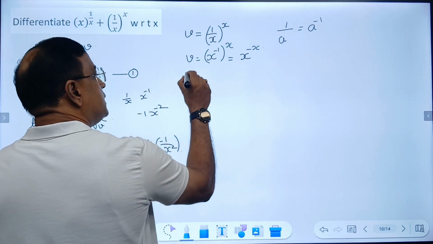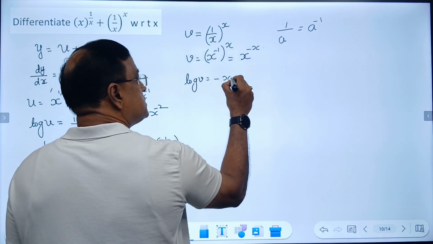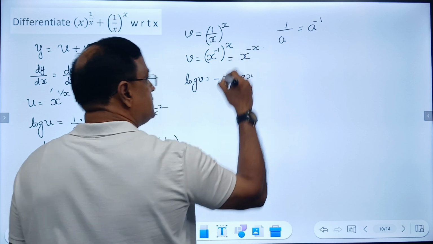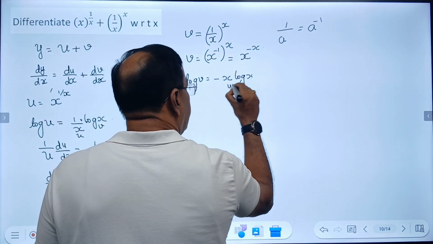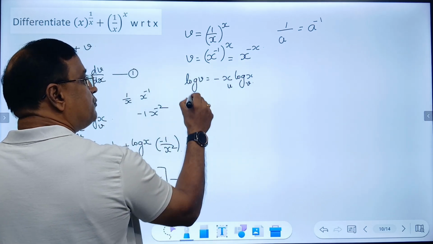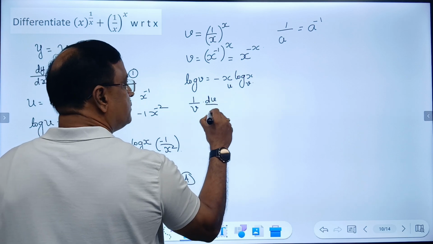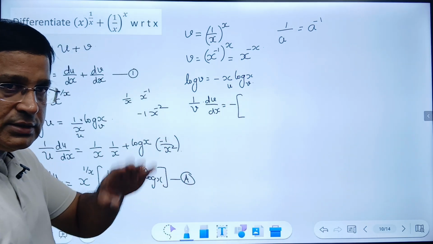Take log on both sides. Log v equal to minus x log x. Your n is minus x log x. Now I'm going to use product rule for x and log x. I'll keep the minus sign outside. What is the difference of log v? 1 by v dv by dx. Keep the minus sign as it is. Don't touch it. Minus sign as it is.